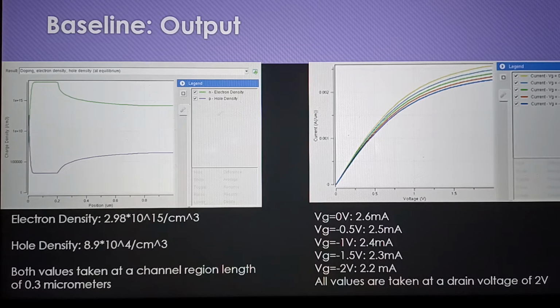As for current, at a gate voltage of 0, I got 2.6 milliamps. At a gate voltage of negative 0.5 volts, I got 2.5 milliamps. At negative 1 volts, I got 2.4 milliamps. At negative 1.5 volts, I got 2.3 milliamps. And negative 2 volts, I got 2.2 milliamps. And all of these values are taken at a drain voltage of 2 volts.